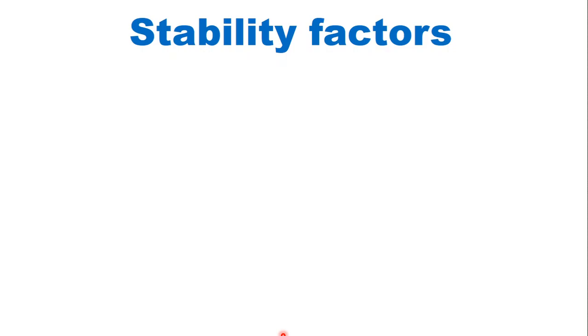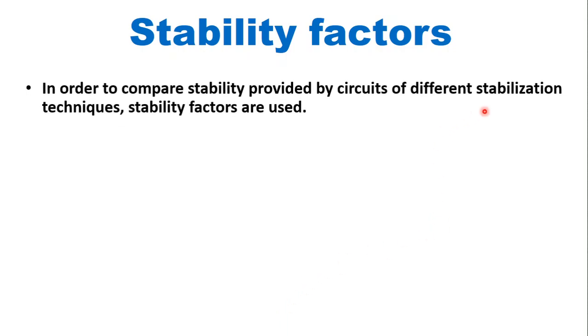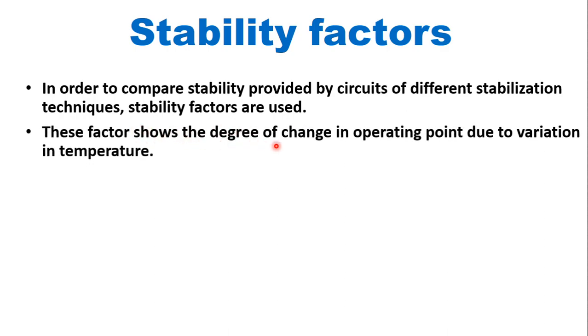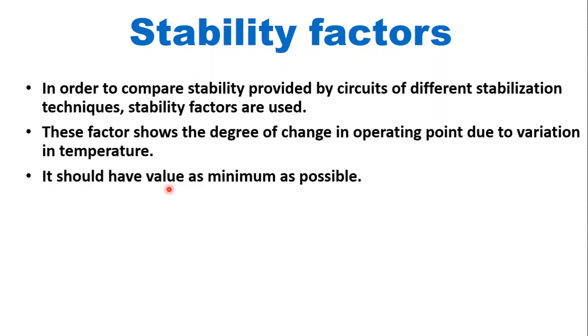First of all we should know what is the need of these stability factors. In the previous lectures we have studied briefly about stabilization techniques. In order to compare stability provided by circuits of different stabilization techniques, stability factors are used. These stability factors show the degree of change in operating point due to variation in temperature. It should have a value as minimum as possible. The stability factor is represented by S. Its value varies from S equal to 1 to S equal to 1 plus beta.